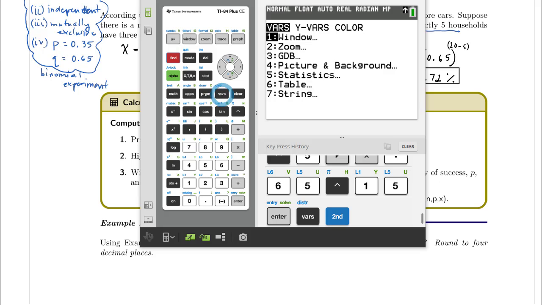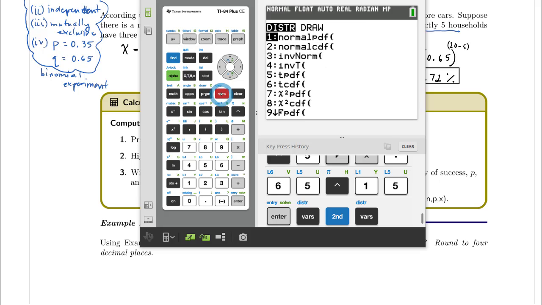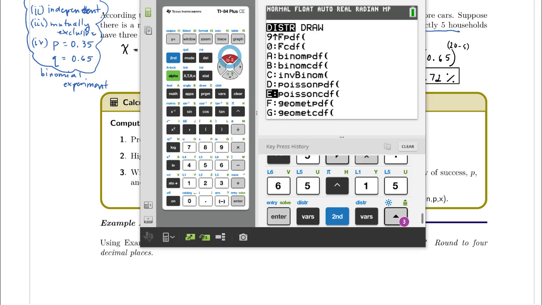Second vars. So second vars, and scroll all the way down until you see binom PDF. So binom PDF means binomial probability distribution function. I always say, mathematicians aren't creative, so that's what we do.